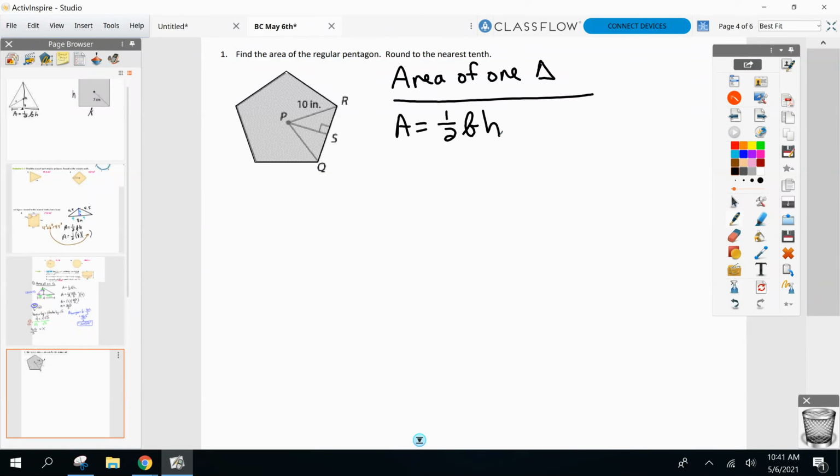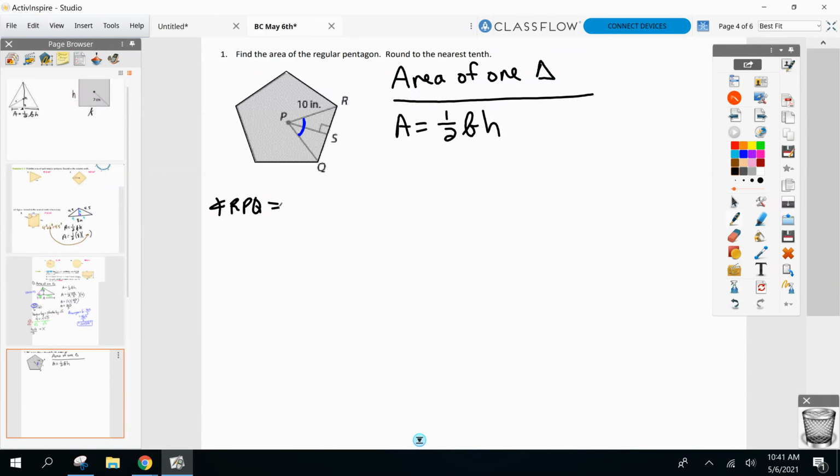I got 10 there. Remember how we started these problems: I find the full angle. So I need your help right now. I'm going to start calling on your numbers. Angle RPQ. Help me find angle RPQ so I can bisect it.